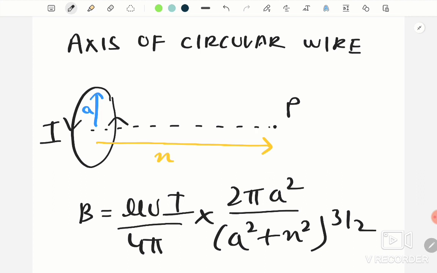the equation mu naught I by 4 pi into 2 pi a square divided by a square plus x square raised to 3 by 2, where a is the radius of the circle and x is the distance along the axis of this circular wire. So with this we have completed this concept. Let's move ahead to the next slide.